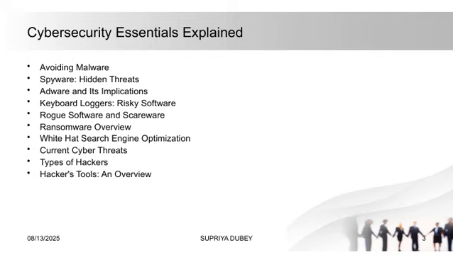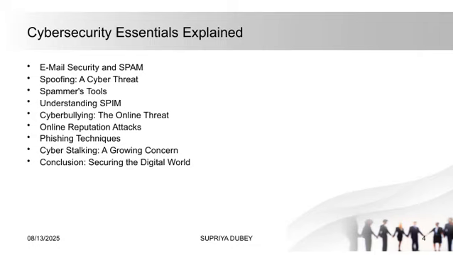Understanding white hat SEO is also part of cybersecurity because ethical practices help improve online security and trust. We also need to be aware of current cyber threats, which are constantly evolving, and the different types of hackers, ranging from malicious cybercriminals to ethical hackers trying to protect systems. Lastly, I'll give you a quick overview of hacker tools, which hackers use to find vulnerabilities and exploit systems. All these points tie into our overall theme. Understanding these threats and tools is fundamental to protecting ourselves and our digital environments effectively.